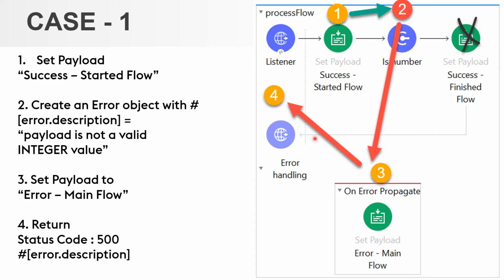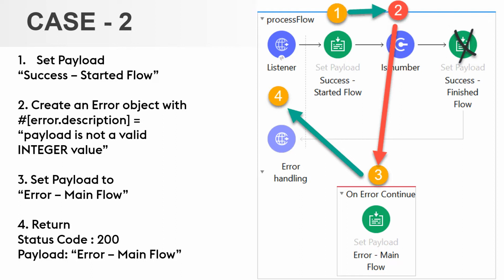So here the set payload success finish flow will never get executed. Here, though we set payload as error main flow, we will never show it to the client. What we are going to return to the client is status code 500 and error description as this one: payload is not a valid integer value.